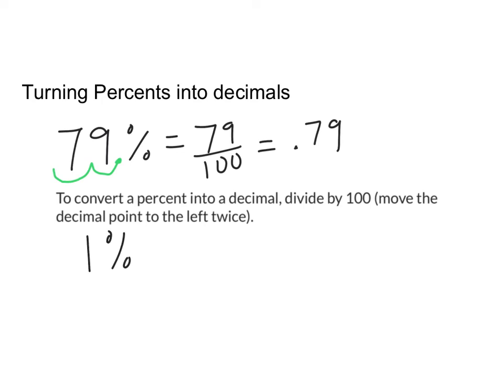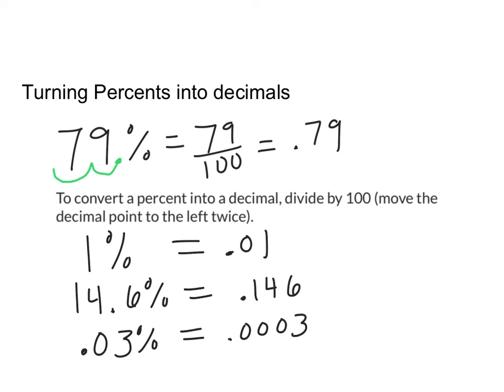Let's do a couple more. 1%, 14.6%, and 0.03%. Go ahead and pause and see if you can do them now. Is this what you got? So remember that if there's no decimal, that means it just starts off immediately to the right of the last number. So we move it over twice. Here we move it over twice. And then in this one, we're going to have to add 2 zeros in there because we already have one. And we have to go to the left twice.